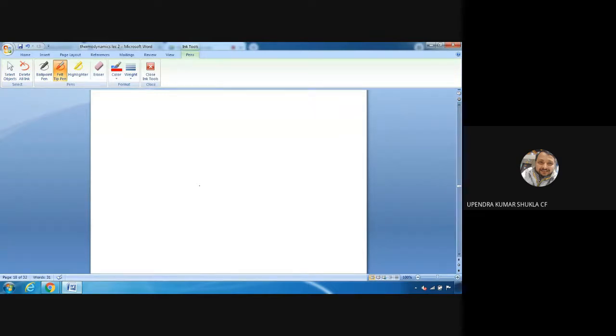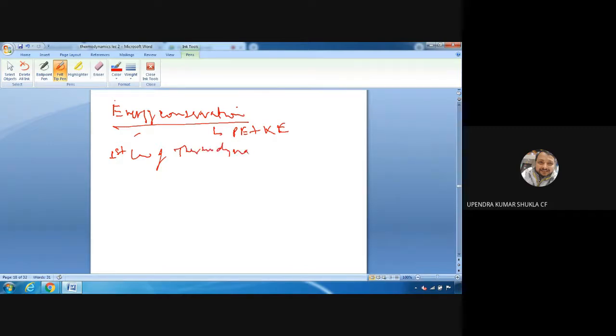Now I would like to tell you energy conservation. That is the first law of thermodynamics. I told you that potential energy and kinetic energy together will constitute mechanical energy. So the first law of thermodynamics, in a very simple form.